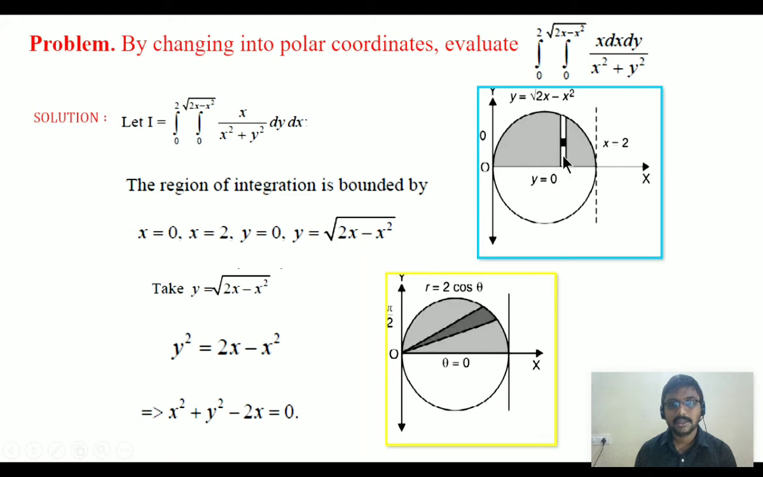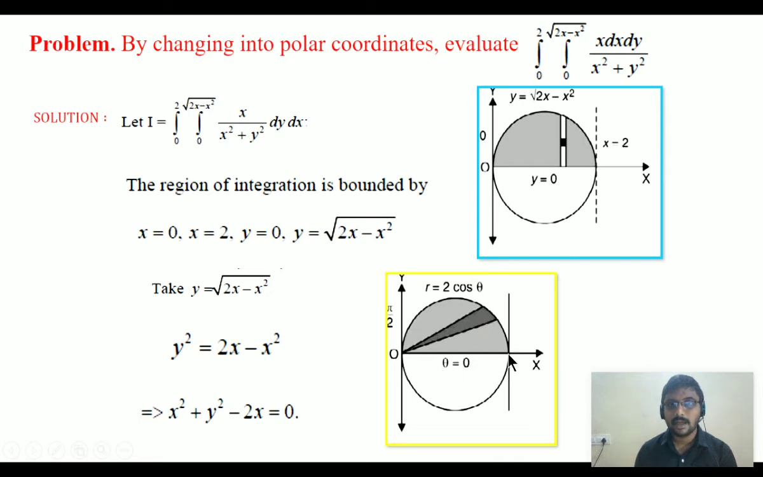Here we have to take a strip. Here the radius vectors are assumed in the region. So clearly theta varies from 0 to pi by 2 for the upper half of the circle, and the radius vector limits are, from the pole, r is 0 to the circle, where we have r is 2 cos theta. The lower limit of r is 0 here, and the upper limit of r is 2 cos theta.